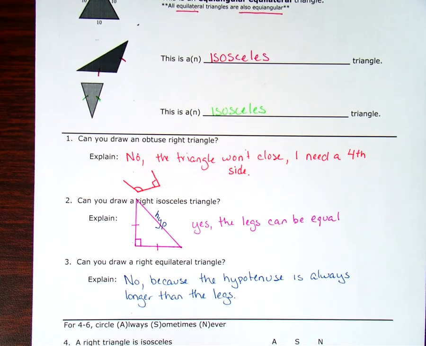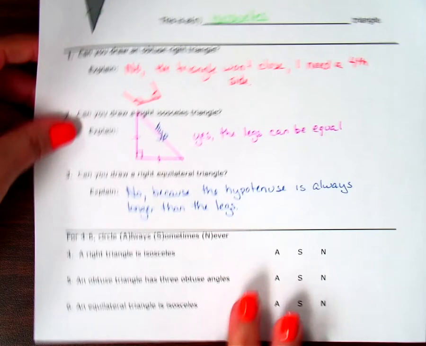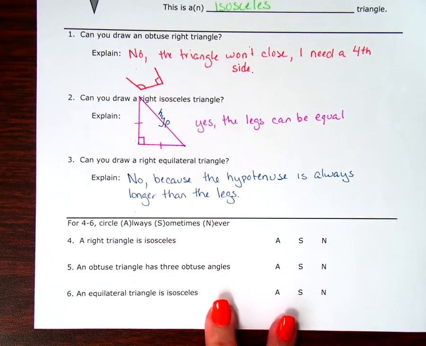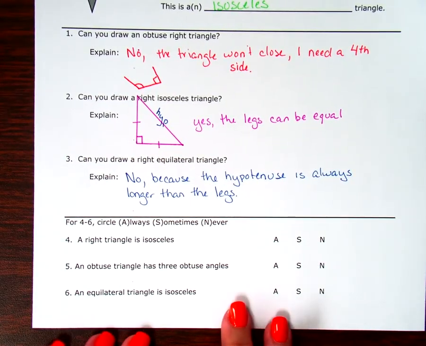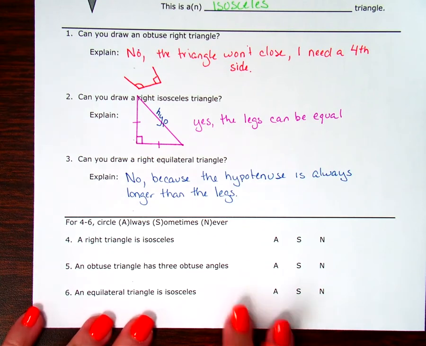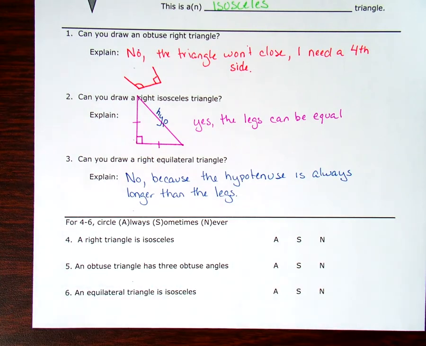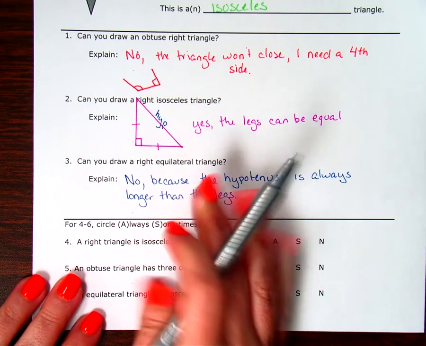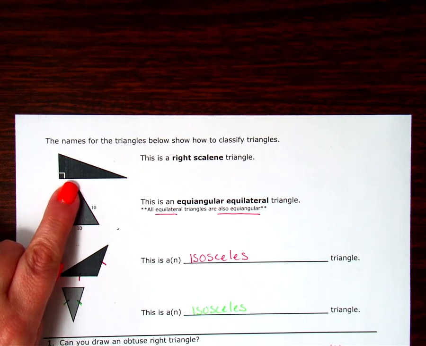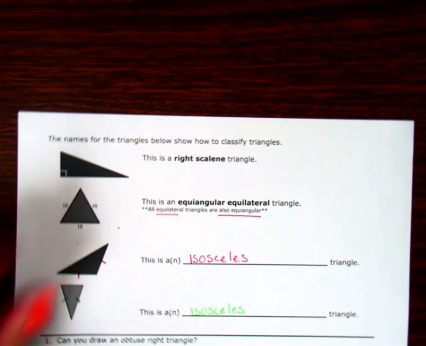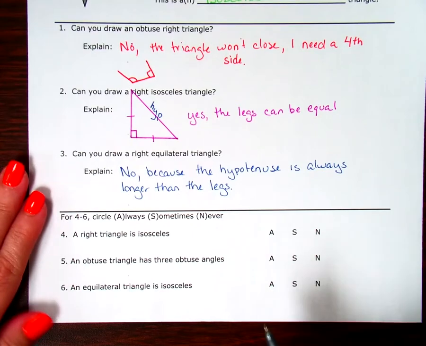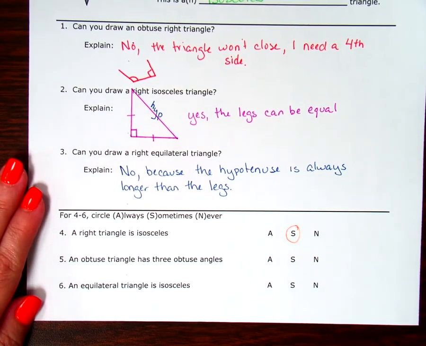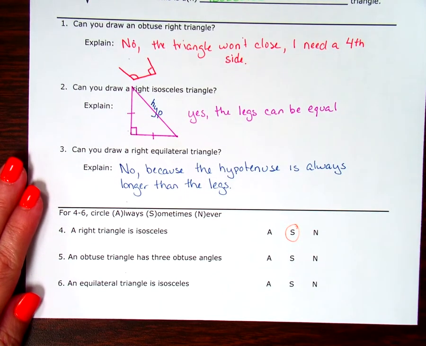Okay? All right. Then we're just going to do a couple of quick always, sometimes, never. So let's look at those. All right, number 4, a right triangle is isosceles. Always, sometimes, or never. Okay? So a right triangle is isosceles. Well, we can see it can be, right? Here's a right isosceles triangle. But look right up here. Here was a right scalene triangle. So a right triangle is isosceles sometimes. It doesn't have to be isosceles, but it can be.